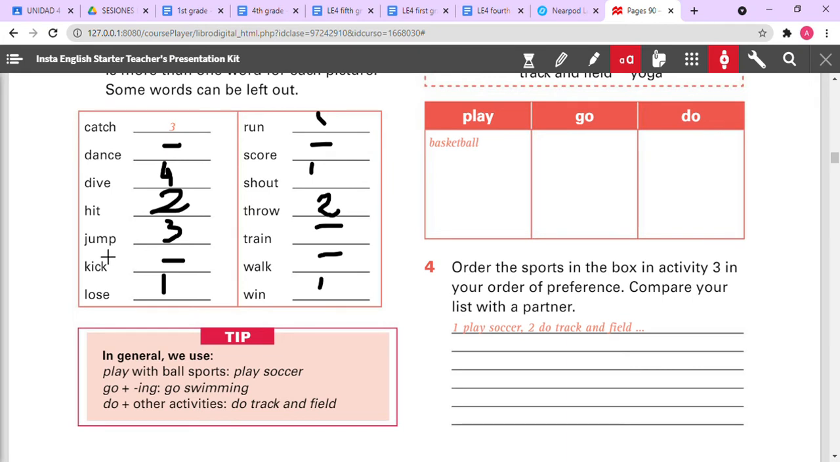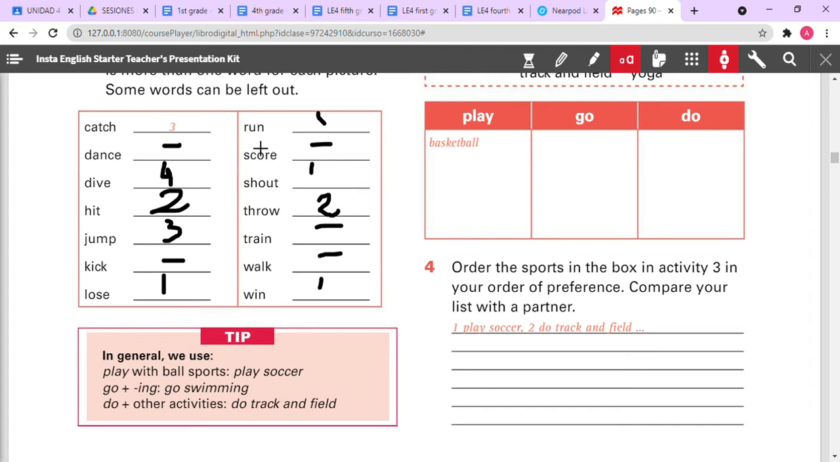Jump. Jump is the first rule. No problem. Jumping. You add ing. Kick. Kicking. No problem, you add ing. Lose. Finishes in E. Okay, so you omit letter E. Bye-bye letter E, and you add ing. Losing. Look at this. Run.